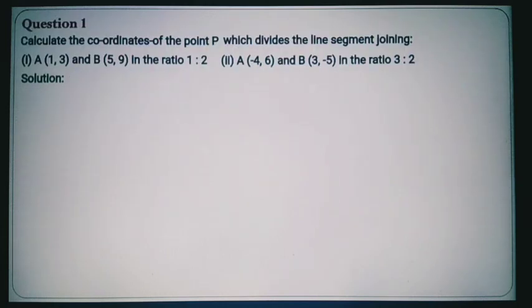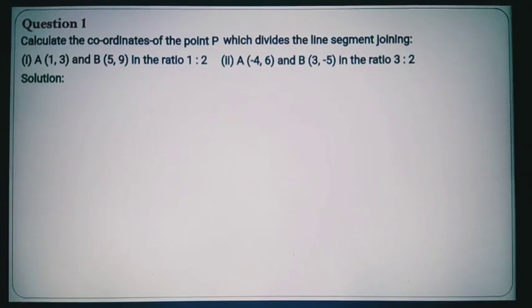Okay, let's go to the first problem, that is: calculate the coordinate of the point P which divides the line segment joining. There are two questions given. I'll do number 1, number 2 you will try by yourself. So let's begin with the first one.